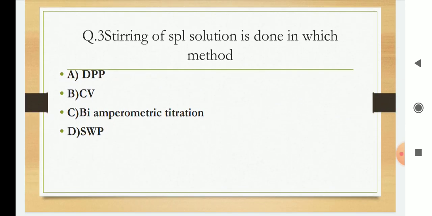Stirring of sample solution is done in which method? DPP, CV, bioamperimetric titration, square wave polarography. In all the modified polarographic methods as well as the polarographic methods, you don't have to stir the solution. Only in the case of bioamperimetric titration or amperimetric titration, stirring can be done. That too, after the addition of the reagent, you have to do the stirring, and then there should be no stirring. So the answer to this is bioamperimetric titration.